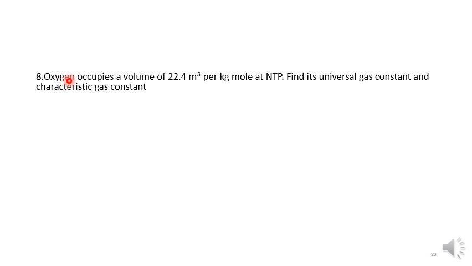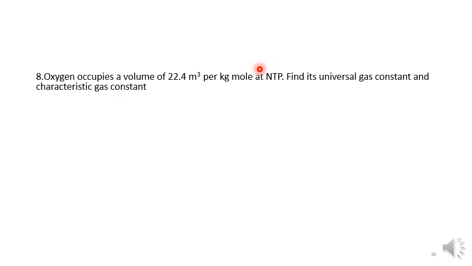So the oxygen formula is O2 and the molecular weight of oxygen is 32. It occupies a volume of 22.4 meter cube. So volume V is equal to 22.4 meter cube per kg mole at NTP. Find its universal gas constant and characteristic gas constant. So what is the universal gas constant? We represent it with R suffix U, and the characteristic gas constant as R.